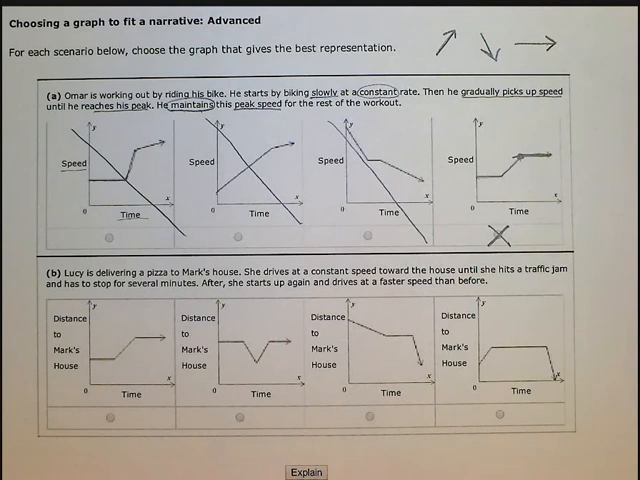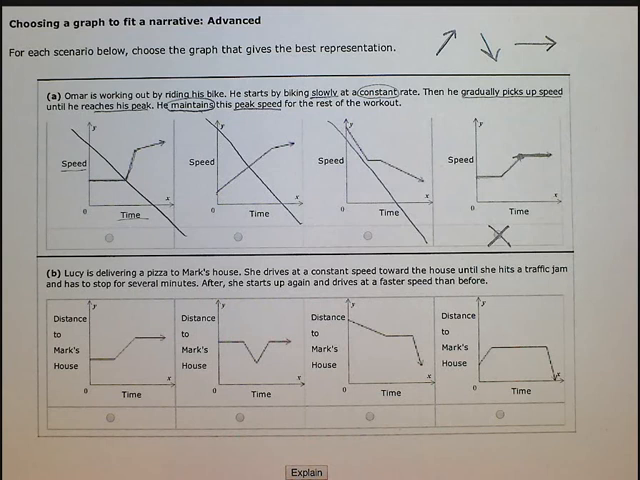All right, so let's do letter B. Lucy is delivering a pizza to Mark's house. She drives at a constant speed towards the house until she hits a traffic jam and has to stop for several minutes. After, she starts up again and drives at a faster speed than before.